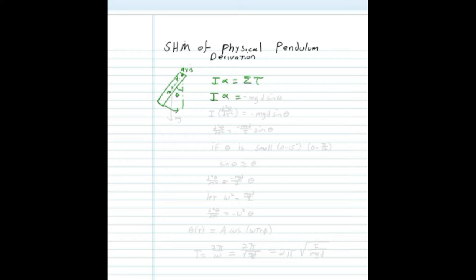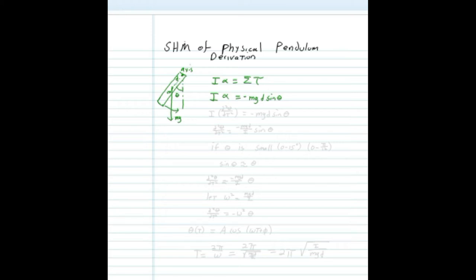Well, gravity is going to pull down on the center of mass with the force equal to mg. The torque from that force is going to be mg times the distance from there to the axis, which is d, times the sine of the angle between those, which is just going to be sine of theta. And since theta is measured, in this case, clockwise from the vertical, and the torque is going to be counterclockwise, we're going to put a minus sign in this. So we'll have a minus sign here.